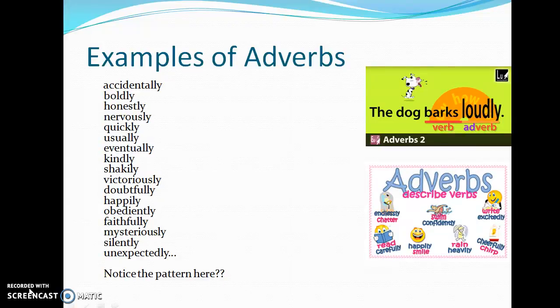Examples of adverbs. Some examples of adverbs are accidentally, boldly, honestly, nervously, usually, eventually, kindly, and the list goes on. So do you notice a pattern here? There is definitely a pattern here with the ly.